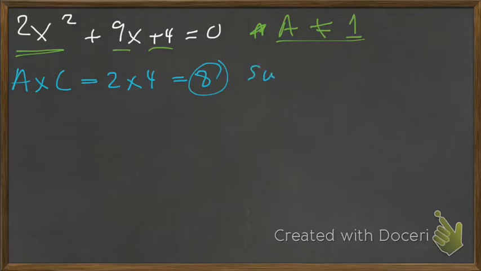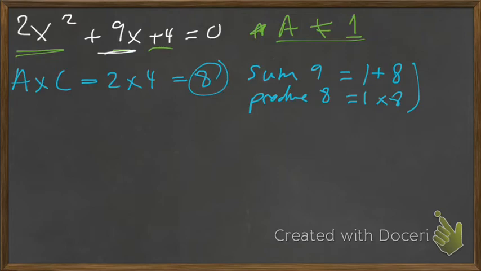So sum 9, product 8. We have to think of two numbers that add up to 9 and multiply together to give you 8. I'm pretty sure they're both positive unless I've made a mistake here. They are. So it's just going to be 1 plus 8, and 1 multiplied by 8. So our two values are 1 and 8. So we will rewrite this as 2x squared plus 1x plus 8x plus 4 equals 0.